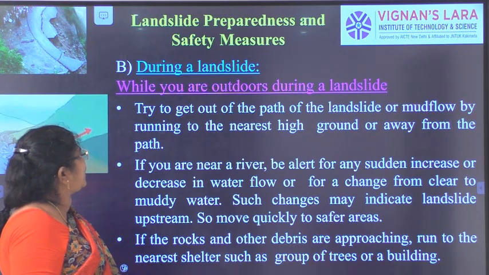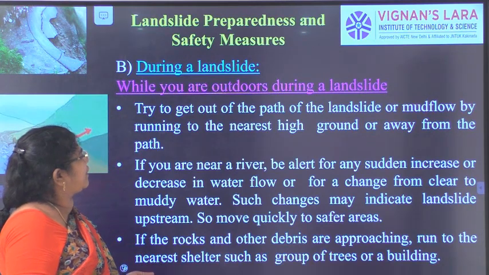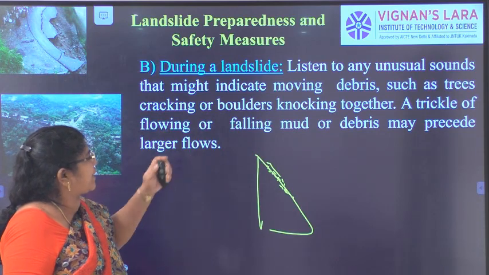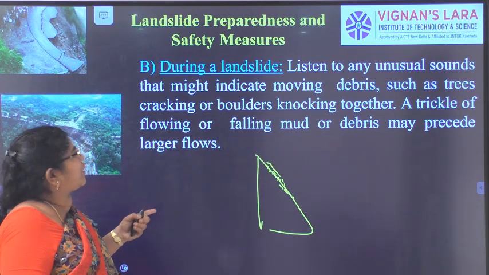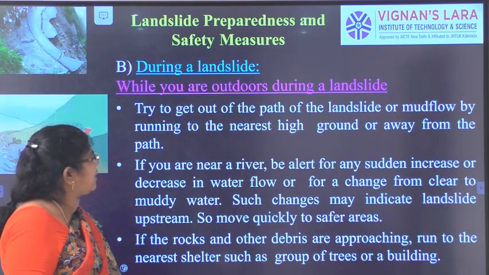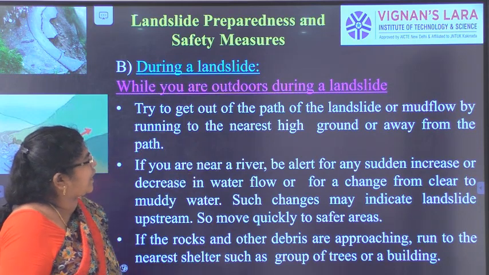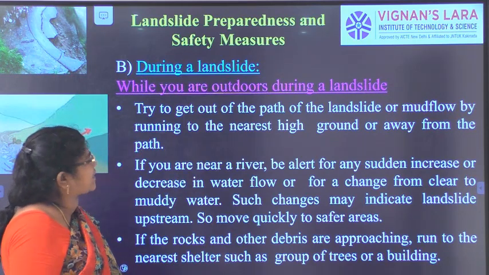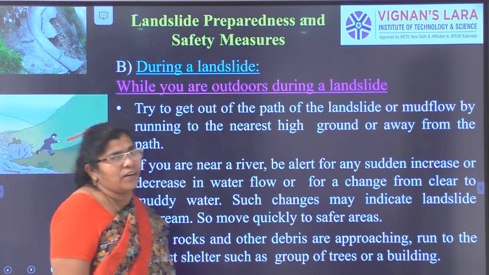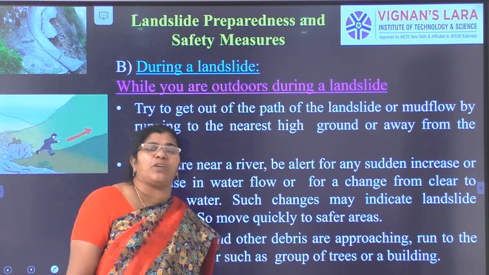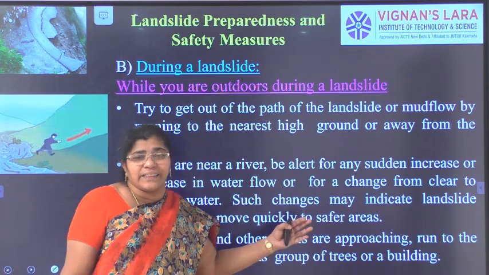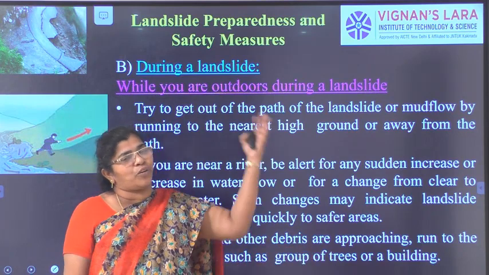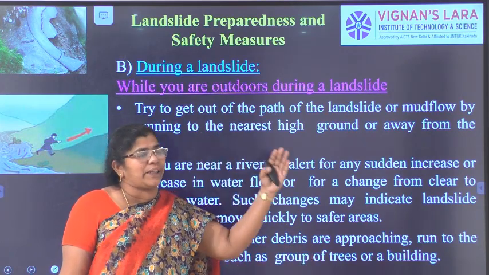So, during an earthquake, you may be outside or inside. If you are outside during a landslide, try to get out of the path of the landslide or mud flow by running to the nearest high ground or away from the path. For an earthquake, we saw that we have to go to the open space. For a landslide, we should not go to the open space. We have to go to a higher or stable area.